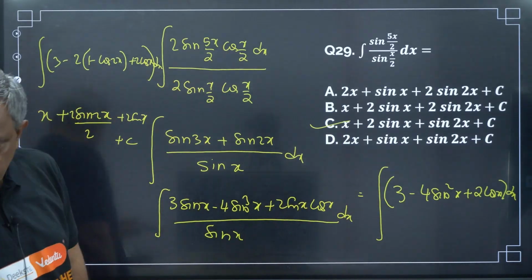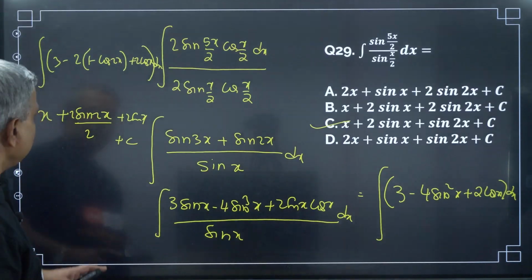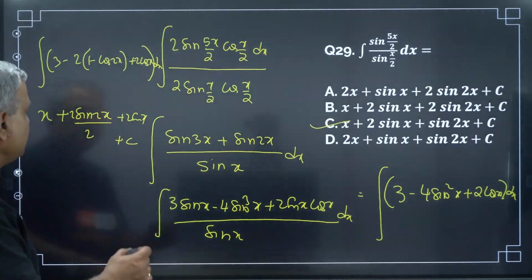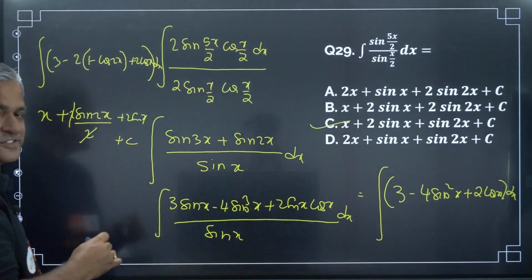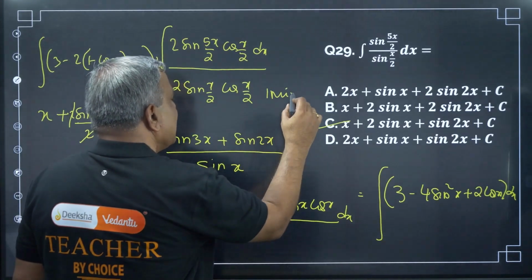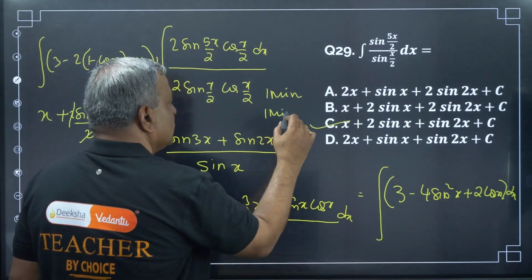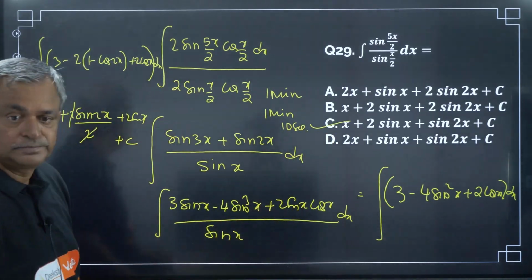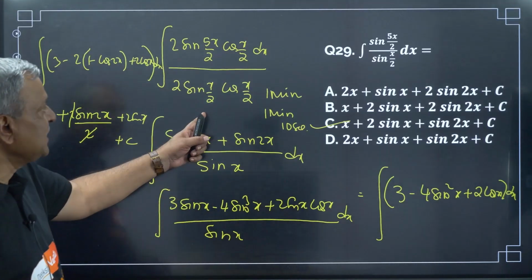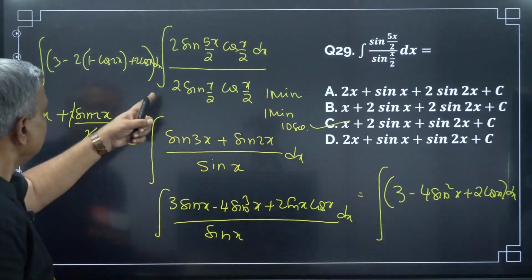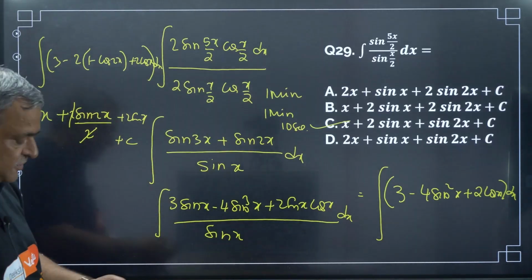This is question number 29. Option C will come: x plus 2 sin x will come, and sin 2x will come because the 2 and 2 will cancel. It will take 1 minute, or you can take 1 minute 10 seconds, but it should not take more than that. The basic trick is only to multiply numerator and denominator by 2 cos x. When you simplify, you get your required result.